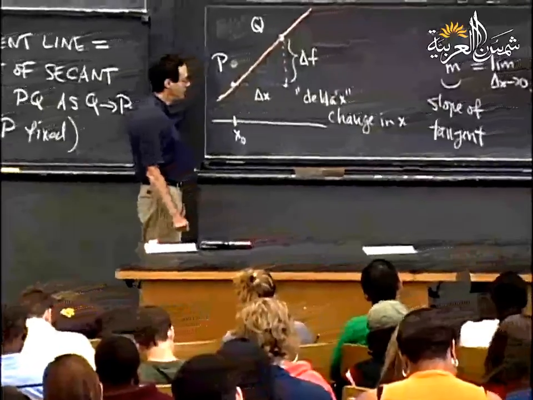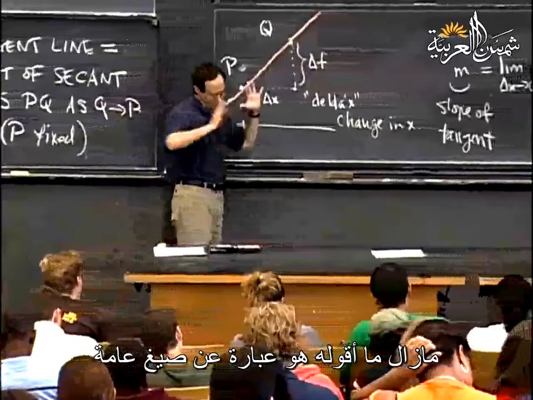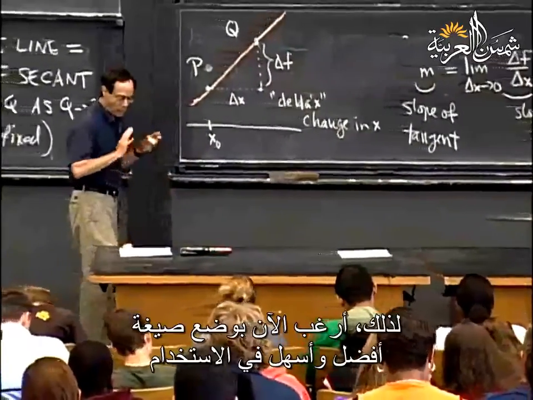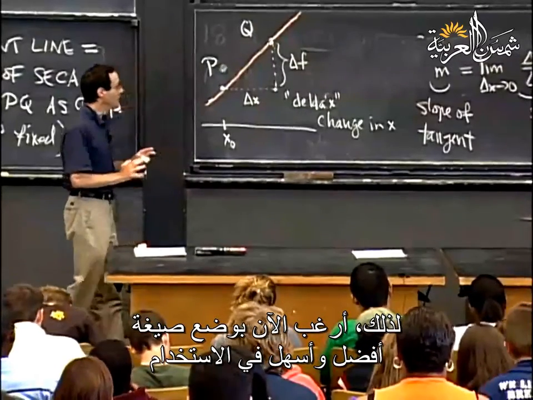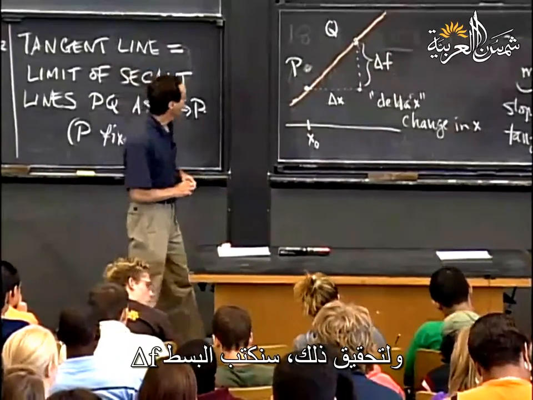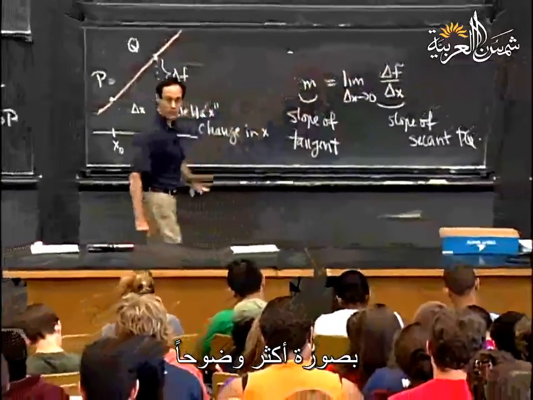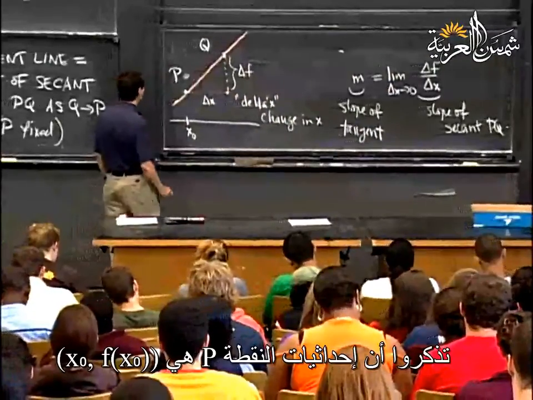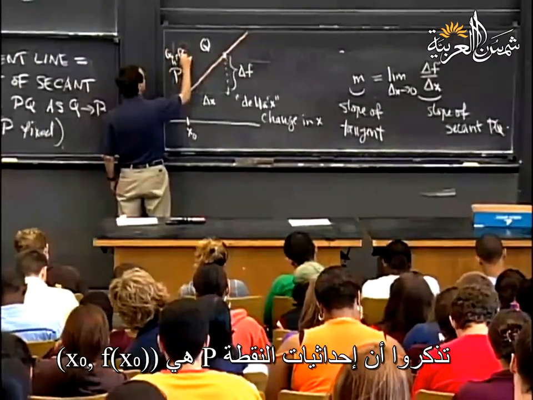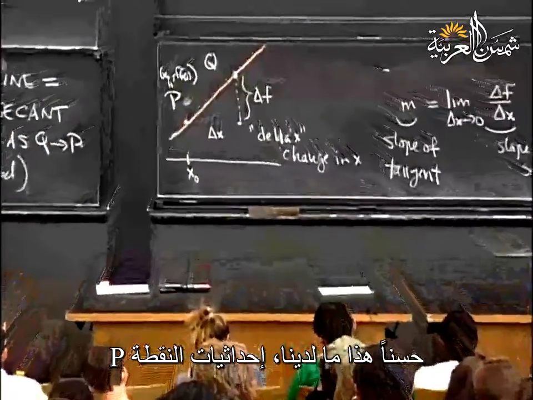Okay, now this is still a little general, and I want to work out a more usable form here. I want to work out a better formula for this. And in order to do that, I'm going to write delta f, the numerator, more explicitly here, the change in f. So remember that the point P is the point x0, f of x0. All right, that's what we got from our formula for the point.